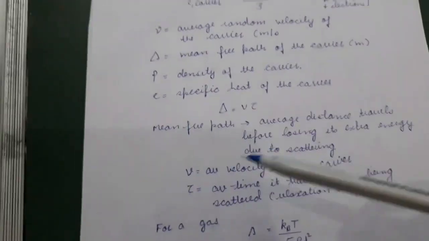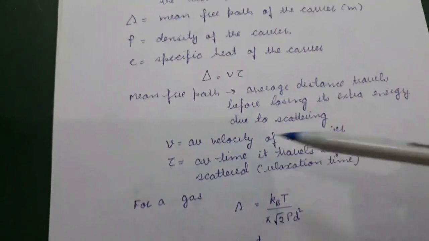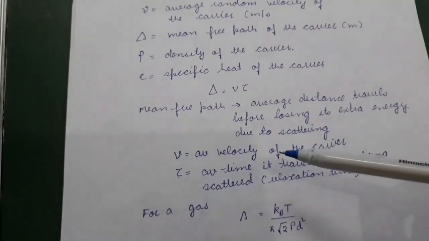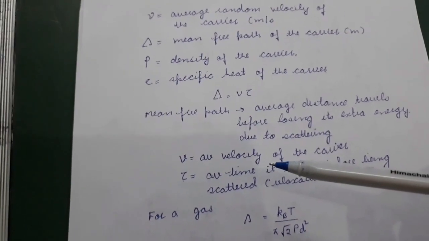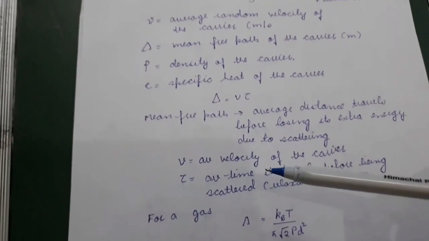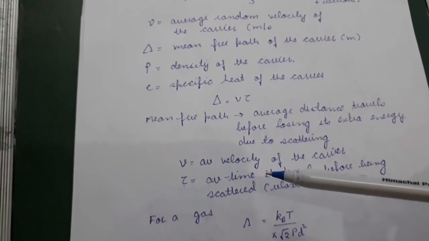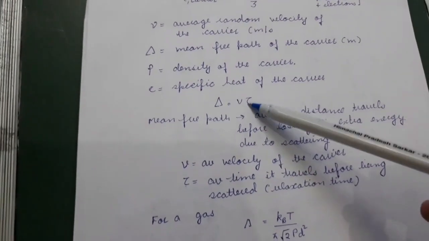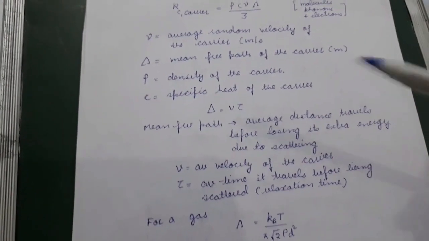Mean free path is nothing but the average distance traveled before losing its extra energy due to scattering. So it means that if we have a scattering mechanism, then the average distance between two scattering events will give us the mean free path, and the time it takes between two scattering events will give you the relaxation time tau, the average time traveling between the two scattering events.